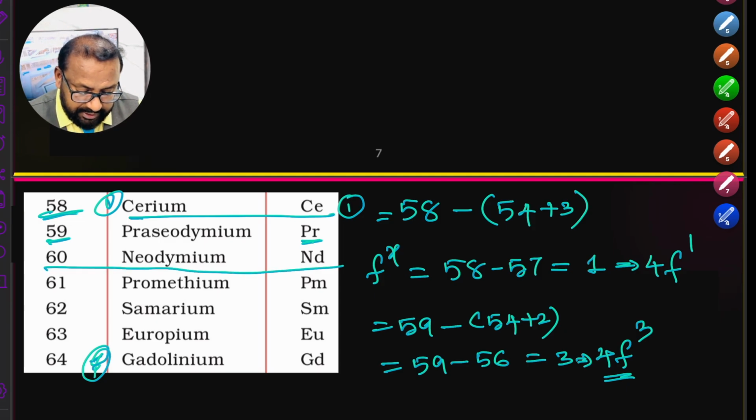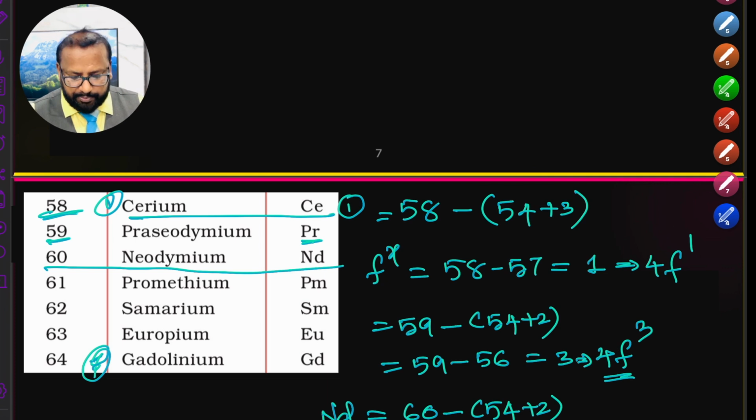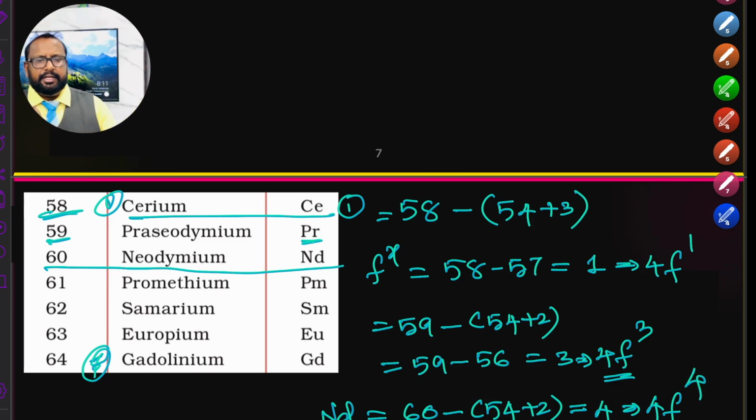Let's go for the 60th element, that is neodymium. For Nd, it's 60 minus 54 plus 2. 54 plus 2 is 56. 60 minus 56 gives you 4 electrons. So that means it has 4f4, 4 electrons are present in it. For any lanthanide, you can do it in the same way.